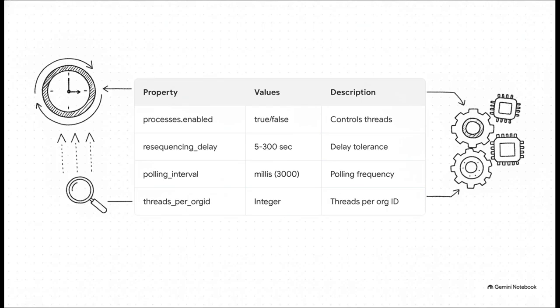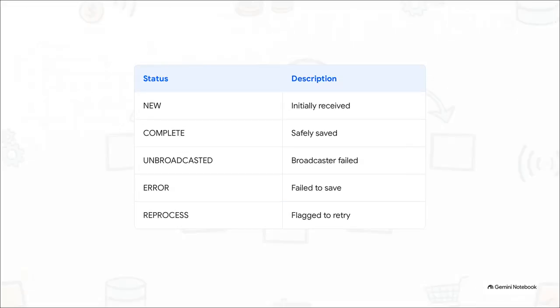Digging into these specific parameters, you can see exactly how tightly you can control your infrastructure. You dictate the resequencing delay we discussed earlier, typically setting it between 5 and 300 seconds. You control the polling interval, dictating how aggressively the system checks the queue for new objects. And crucially, you define threads per org ID. This setting dictates how much concurrent processing power is dedicated to chewing through a replication backlog. But be careful here. Setting your thread count too high might process data faster, but it could severely overload your server's CPU.